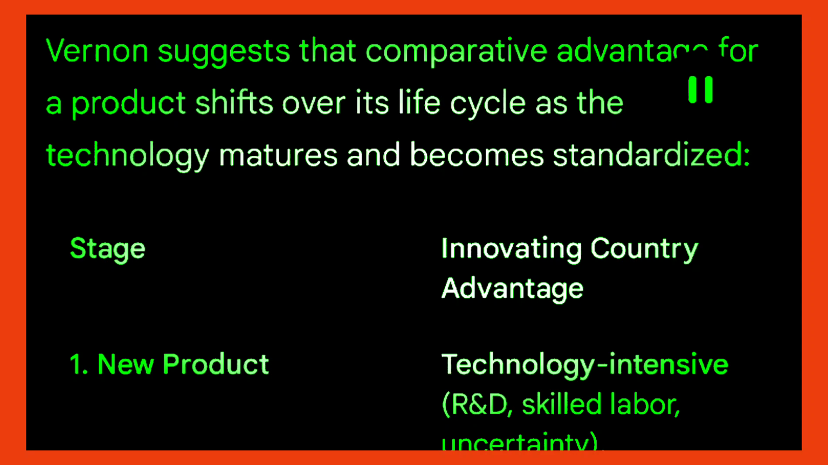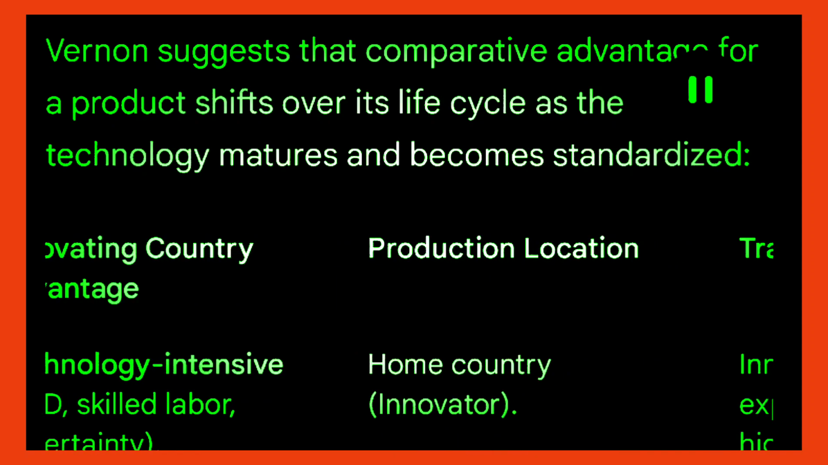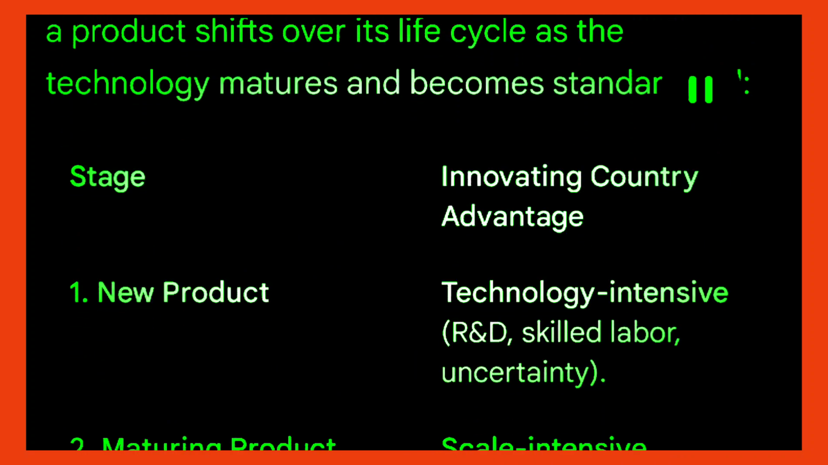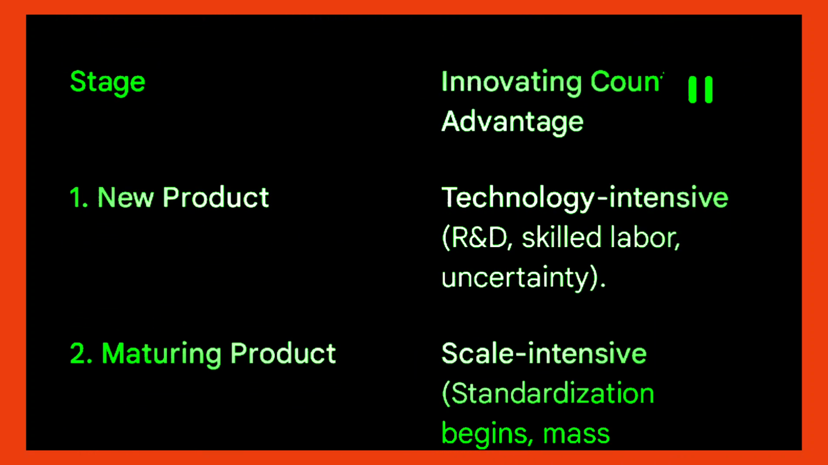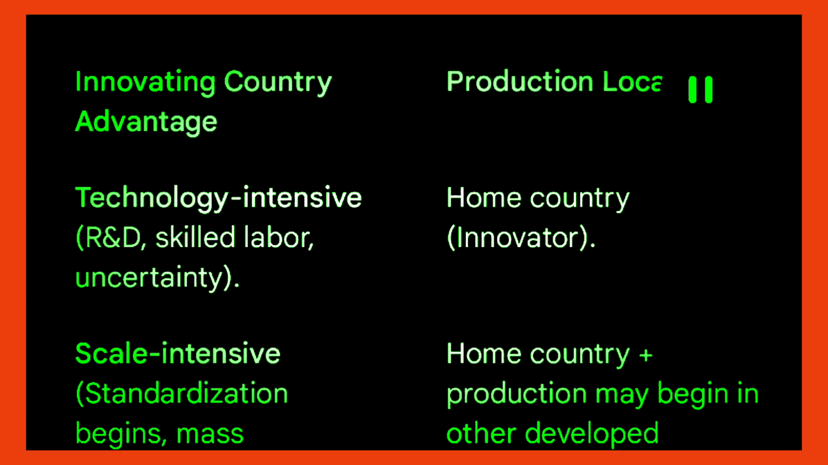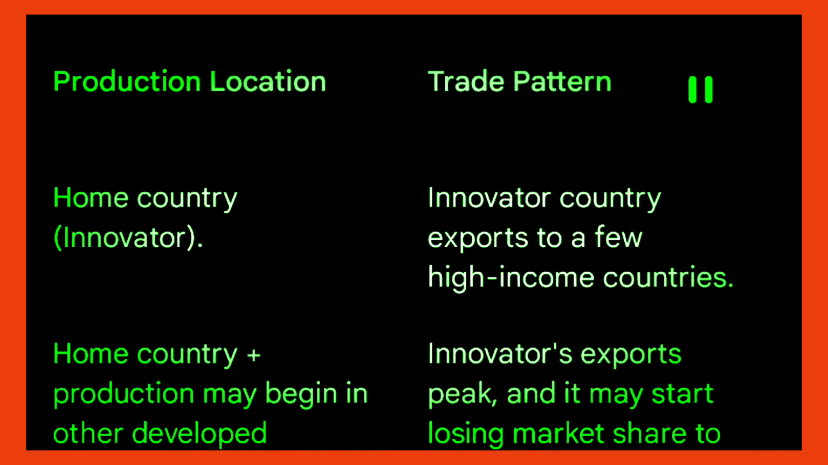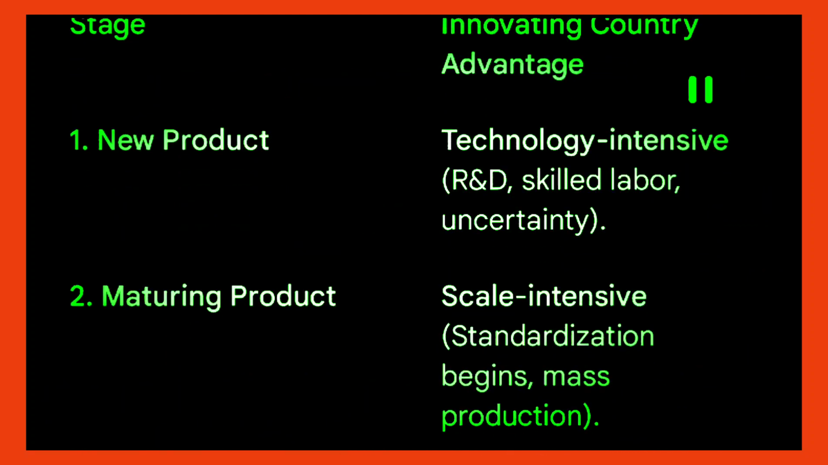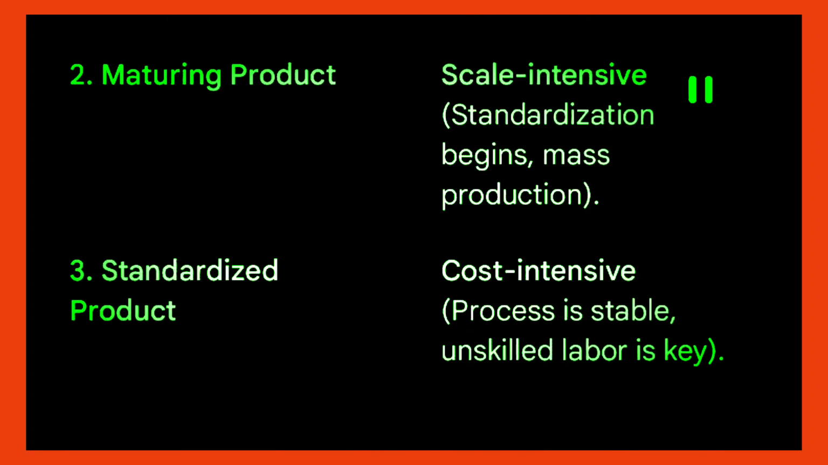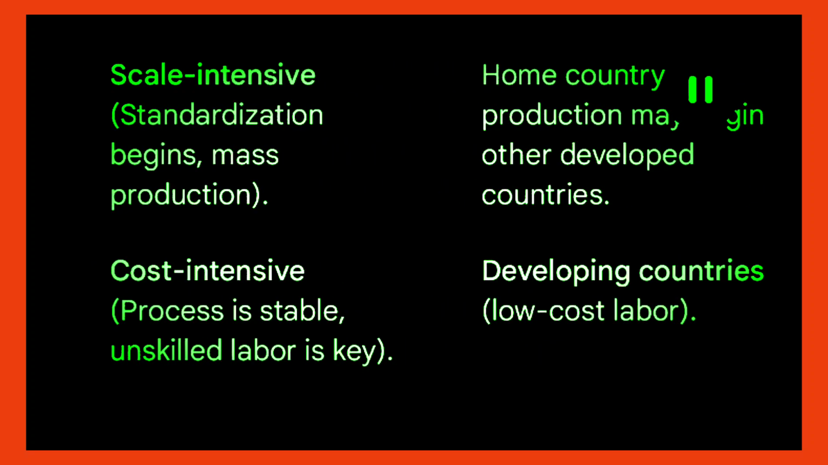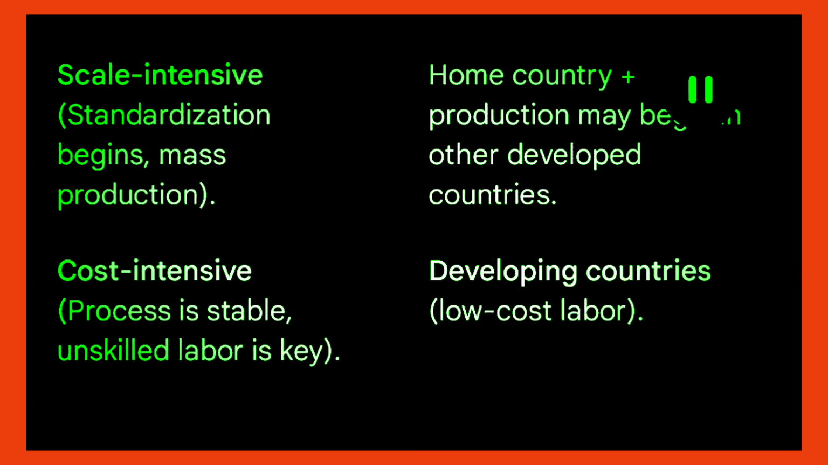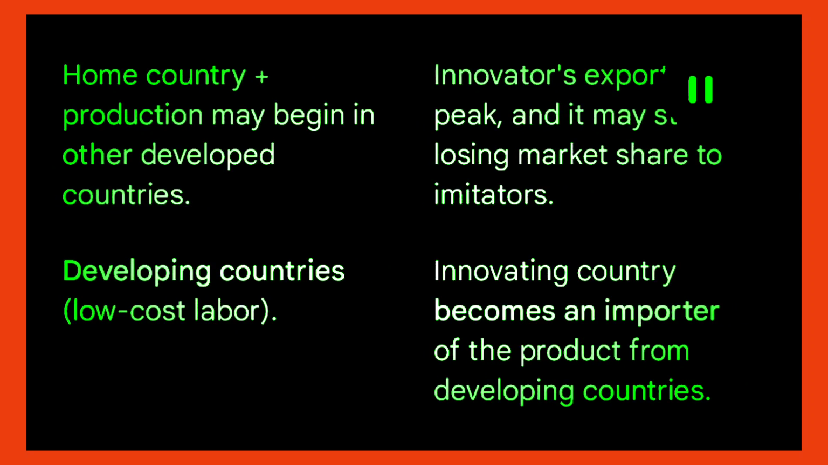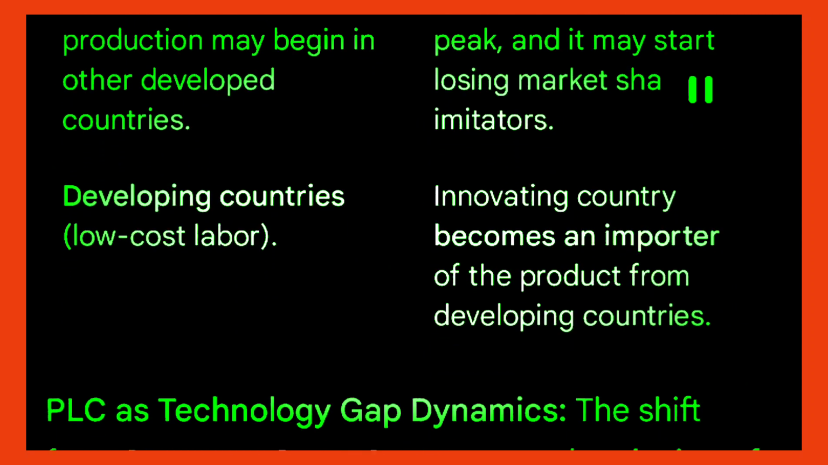Stage, innovating country advantage, production location, trade pattern. 1. New product: technology intensive, with R&D, skilled labor, and uncertainty. Production is in the home country, the innovator, which exports to a few high-income countries. 2. Maturing product: scale intensive. Standardization begins with mass production. Production is in the home country, and may begin in other developed countries. The innovator's exports peak, and it may start losing market share to imitators.